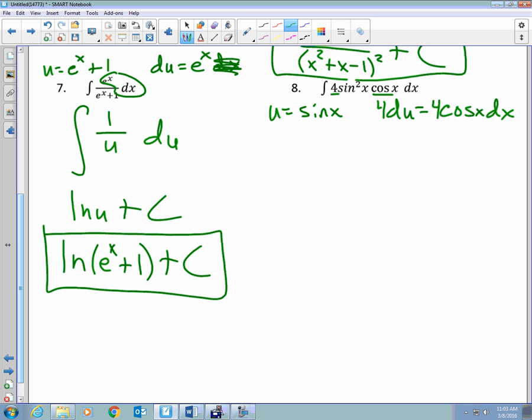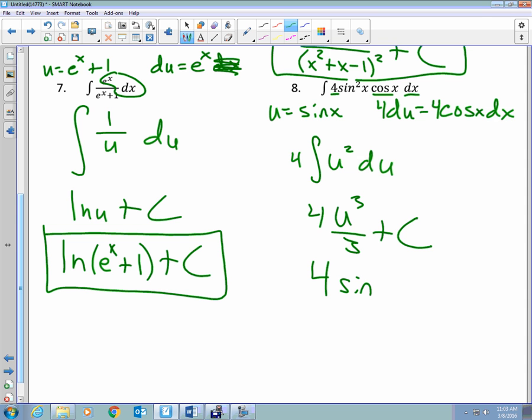U is sine of x. So I have the integral of, instead of sine squared, I write u squared. And instead of 4 cosine of x dx, I write 4 du. So I have the 4, the cosine, the dx are the same as 4 du. So those three can be replaced by those two. Antiderivative of u squared: u cubed over 3 plus c, times 4. So 4 times sine cubed of x over 3 plus a constant.